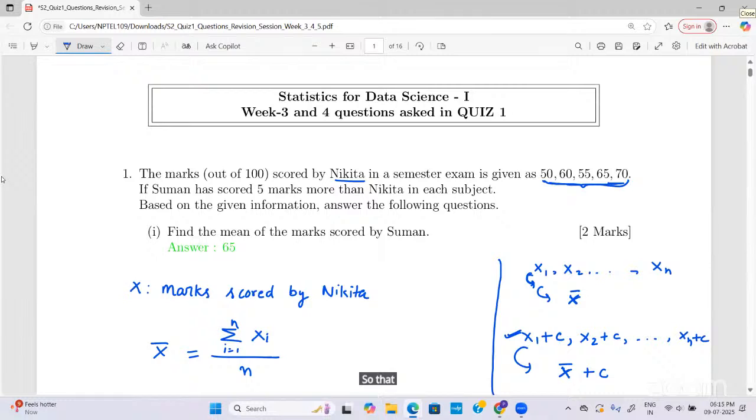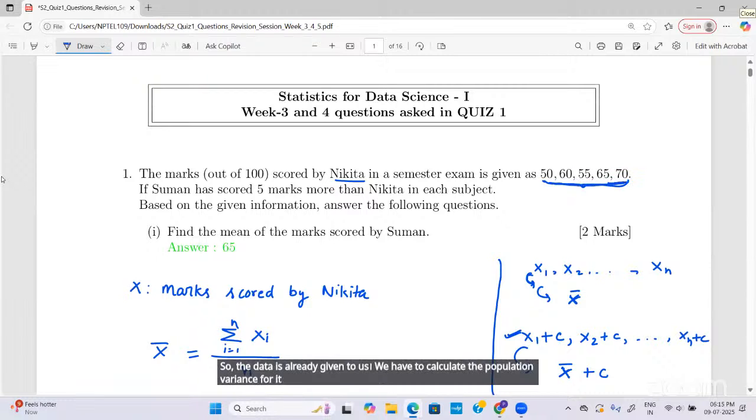So the data is already given to us. We have to calculate the population variance for it, right? And then we can do the changes.